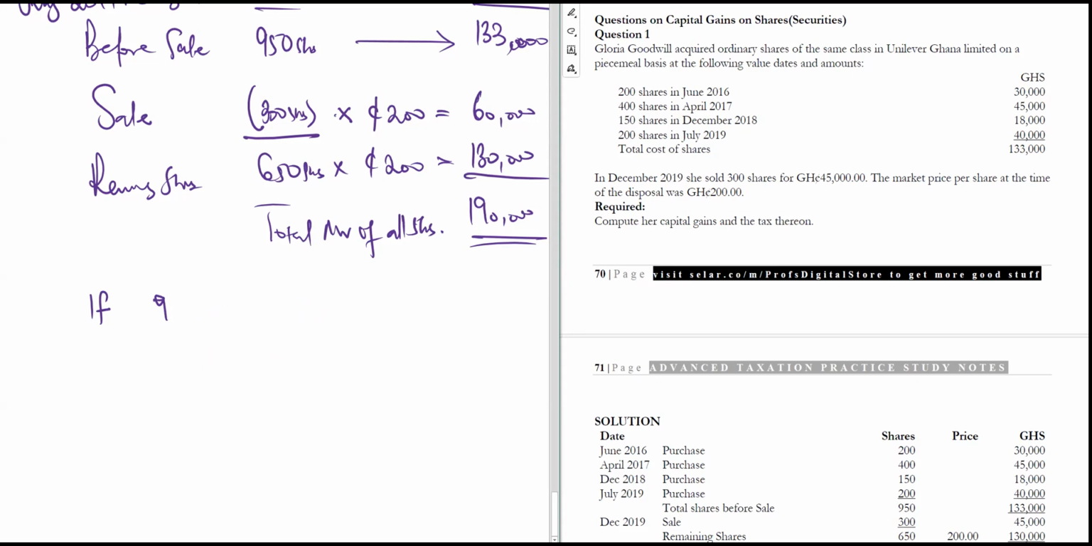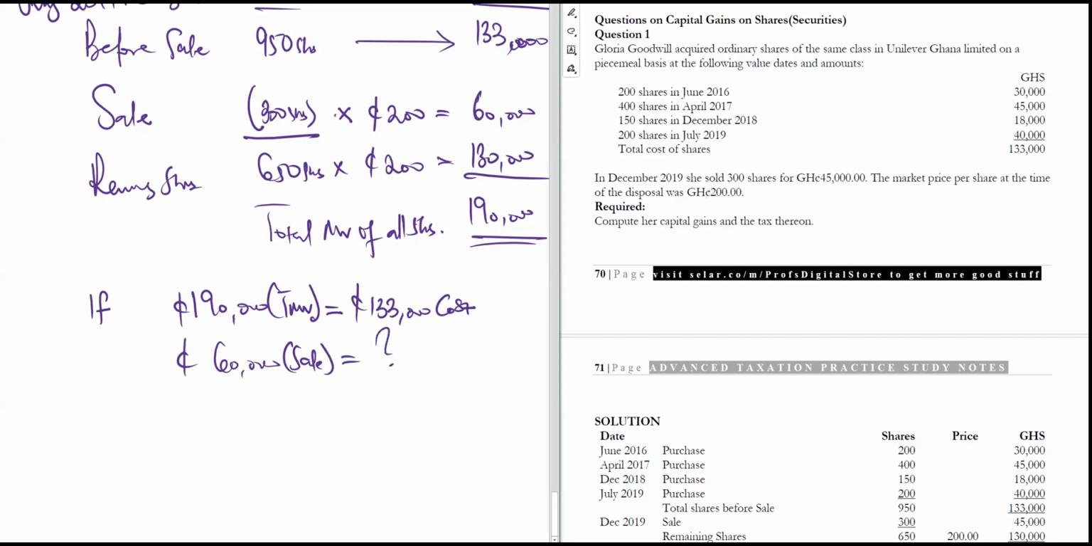But we found their market value, telling us that 190,000 Ghana cedis, which is the total market value of all the shares, is equivalent to 133,000 cost. Do you agree? Then the 60,000 that we are selling should be equivalent to which cost? We don't know, but it will be less, right? So if less, we divide. So you end up with 60,000 out of the 190,000 times the cost of 133,000, right?